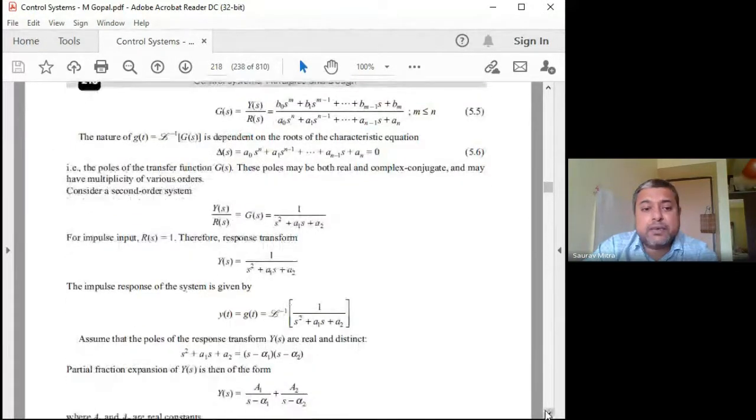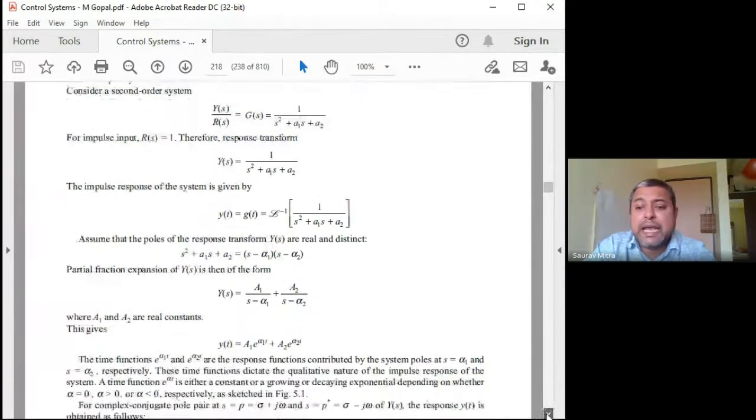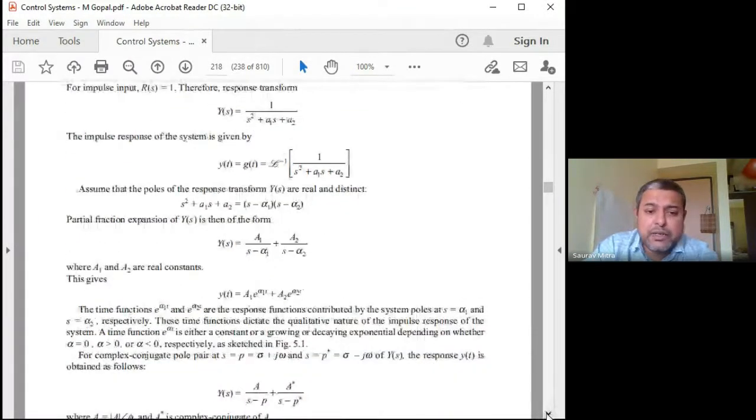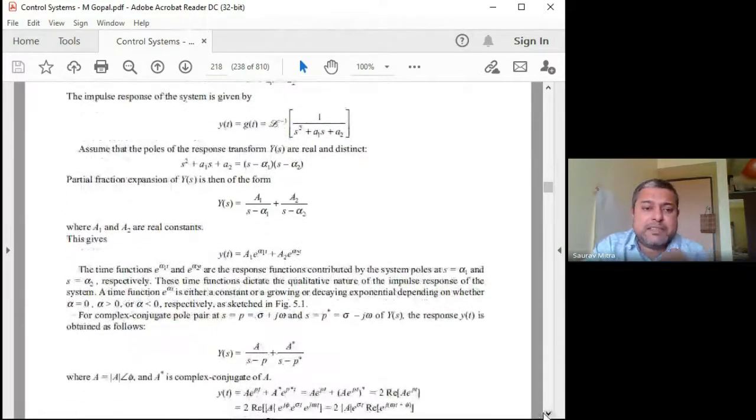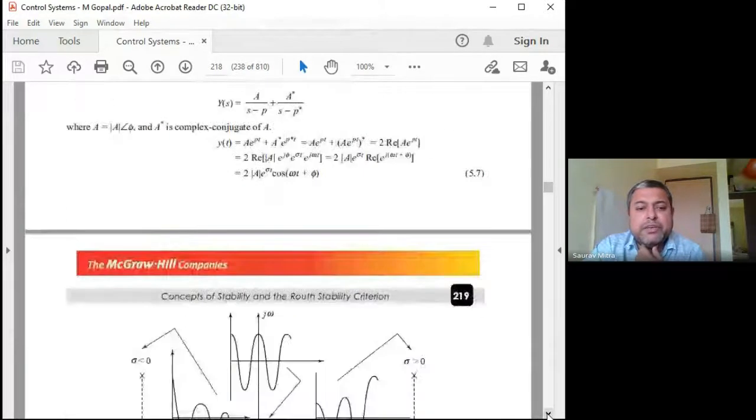And then there is Y(s) by R(s). From there, he has taken R(s) on the right side and found y(t). Many things like this we are doing for our lab as well as for our regular lecture. So Y(s) is nothing but the step response. Whatever the transfer function is, it is multiplied with the input, and then we have found Y(s) and y(t).